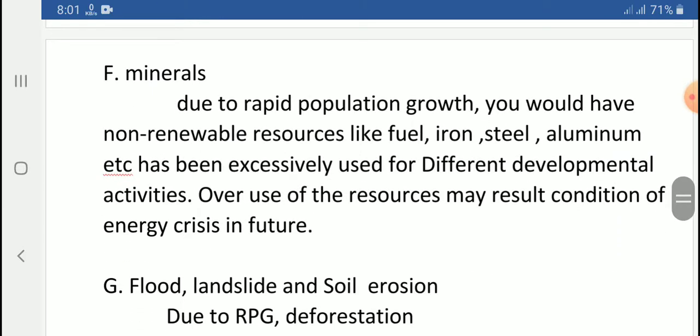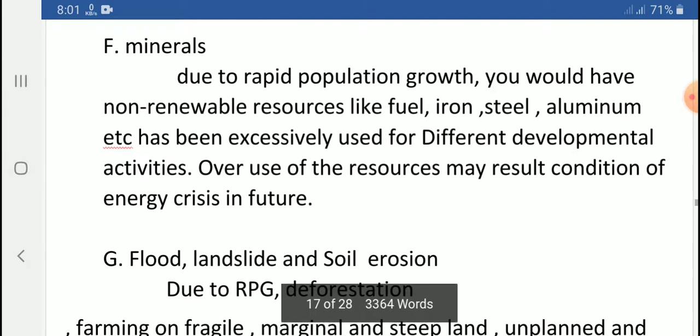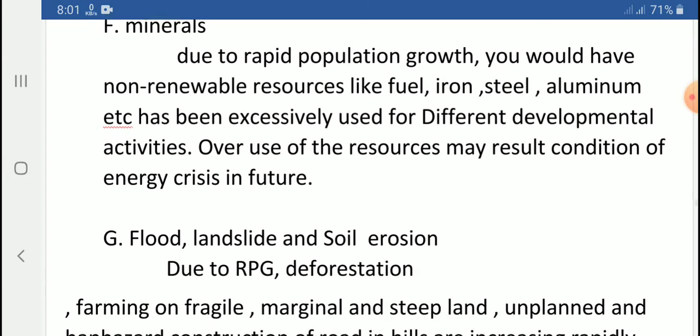So minerals, yes, we have been using different minerals, non-renewable resources, especially fuels, iron, steel, aluminum, copper, etc. That has been used widely. So because of rapid population growth, there has been increasing development work rapidly. All right, so overuse of these resources may result in energy crisis or mineral crisis in future.